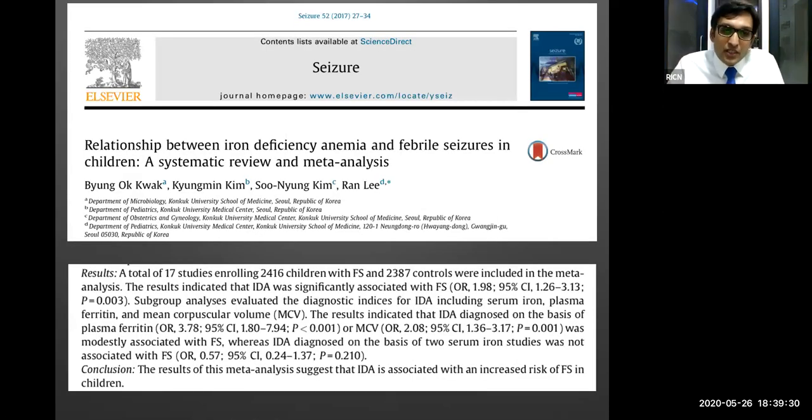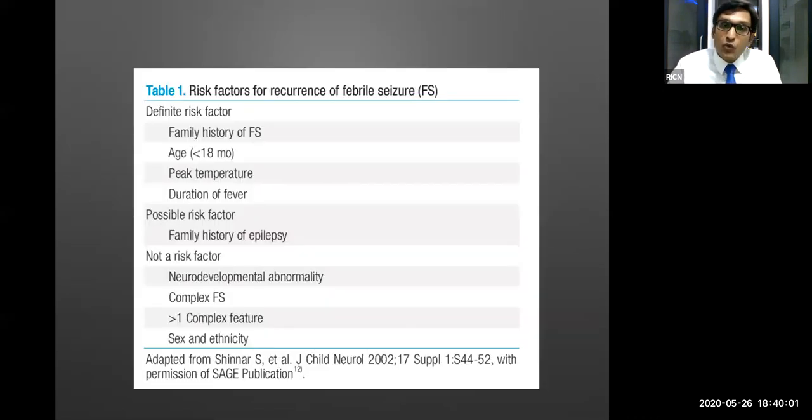Okay, so another important question in the management is about iron deficiency anemia in febrile seizures. And we looked at a systematic review and meta-analysis, and it was quite useful. The conclusion of the meta-analysis was that iron deficiency anemia is associated with an increased risk of febrile seizures in children, especially in the Indian subcontinent. A lot of children are deficient nutritionally, especially with iron. So giving iron therapy for a couple of months will actually help your patient and might reduce the recurrences of febrile seizures.